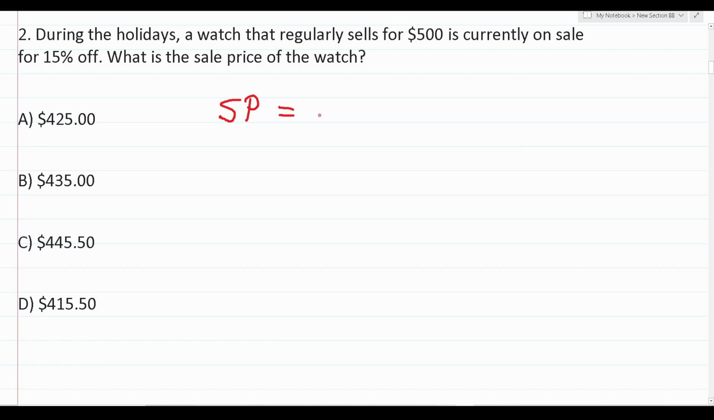And that's going to be the original price of the watch minus the discount amount times the original price of the watch. And we have both of these things. Again, the original price of the watch is $500. And likewise, our discount amount is right here. It's 15%. On the ASVAB, you're always going to express percents in decimal form. And the decimal form of 15% is 0.15.